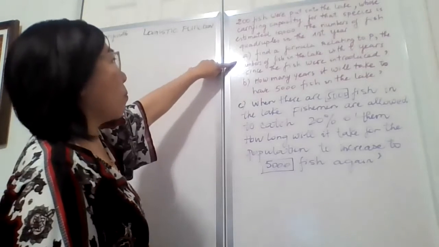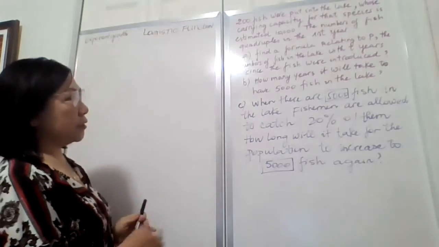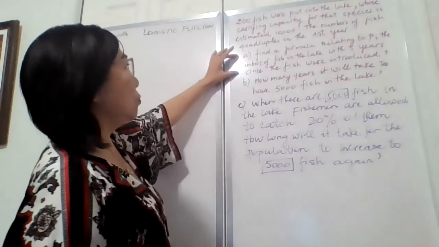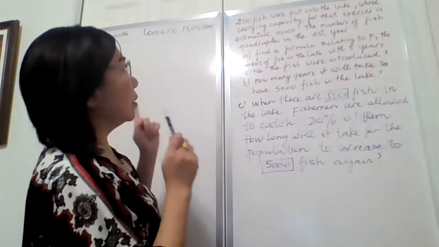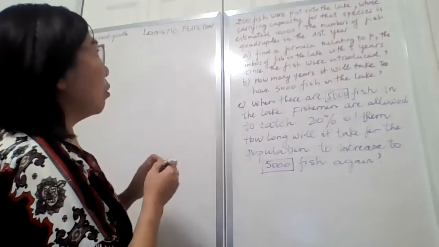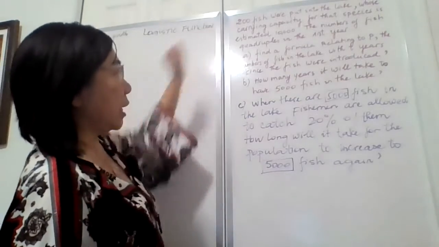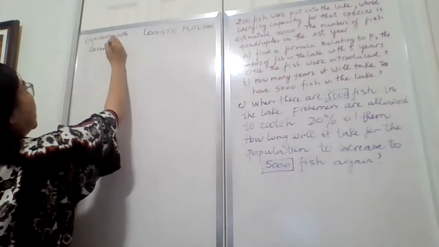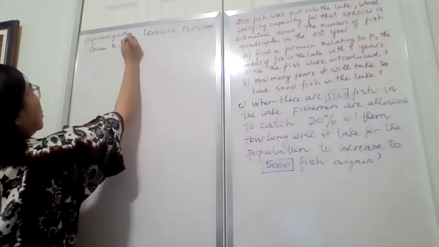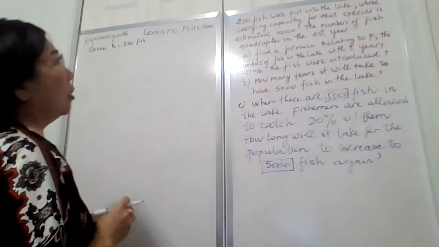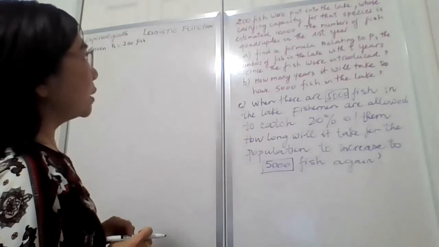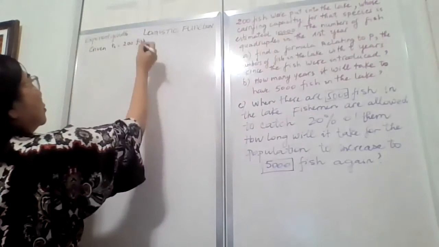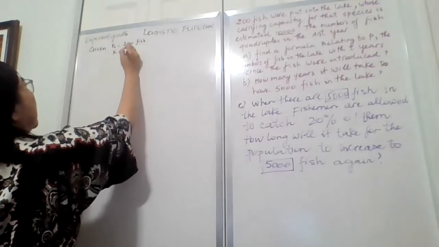So that is the first question. The question asks how many years it will take for the lake to have 5,000 fish. But first they ask us to derive a formula. So let's record whatever we know from the data given. Given P0, when they first introduced 200 fish, and the carrying capacity for that species is estimated at 10,000. So we know that our carrying capacity is K equals 10,000.